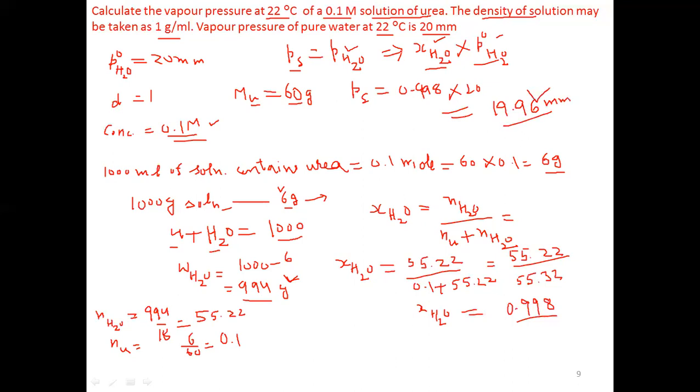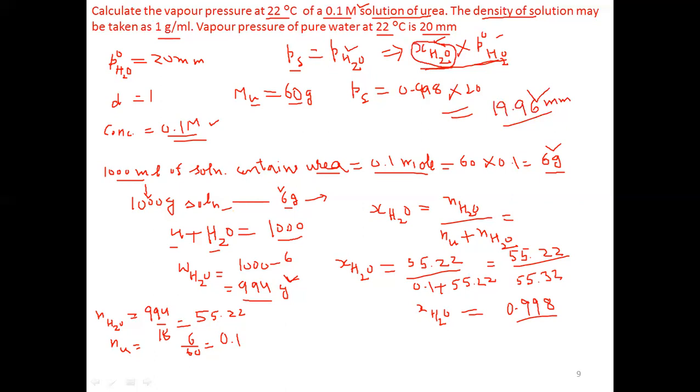Okay, this is the answer. So it was quite an easy numerical. In all these numericals, this formula is used heavily. We just need to calculate the mole fraction of water. In order to do that, we have to use the concentration. It is given as a 0.1 molar solution of urea, which means 1000 ml of solution contains 0.1 mole of urea, that means 6 gram of urea. Now as density is 1, 1000 ml converts to 1000 gram. That means 1000 gram solution contains 6 gram urea.